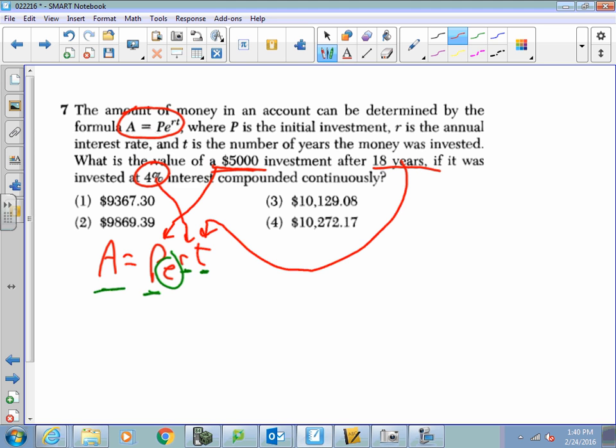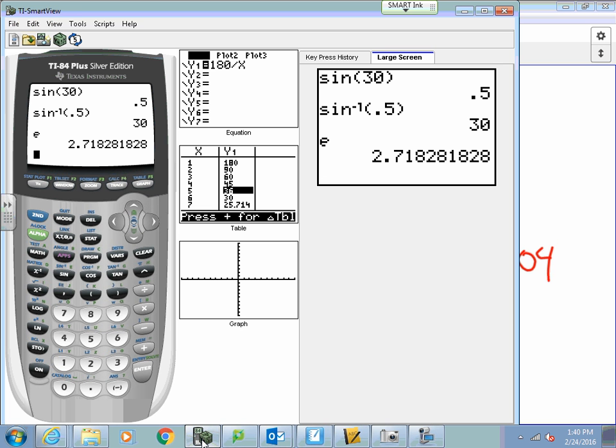you don't put in 4 for R. Whenever it's a percentage, you have to change that. So 4% would be the same as 0.04 as a decimal. So be careful. And don't do 0.4 either. That'd be another mistake. All right, so in my calculator, I'm going to plug in 5,000.